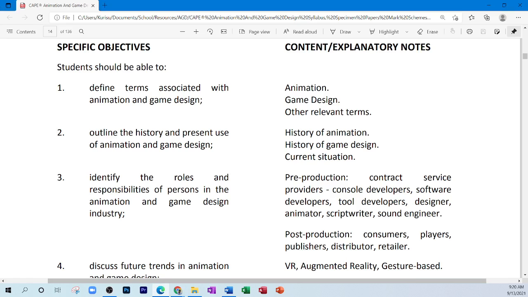Review these materials. So we can look at things like where or how did animation start? Where or how did game design start? That's going to be part of the history.